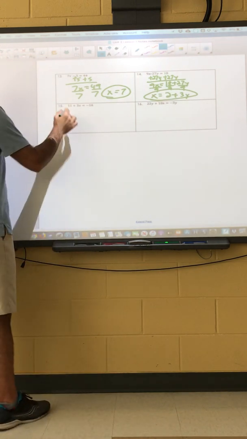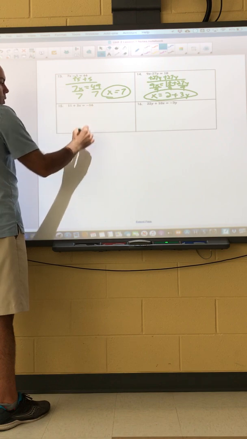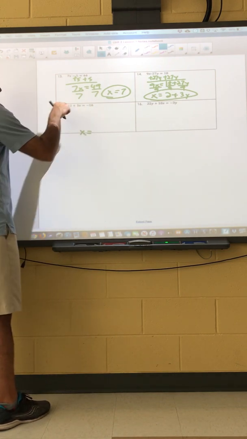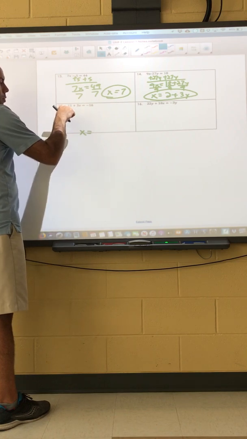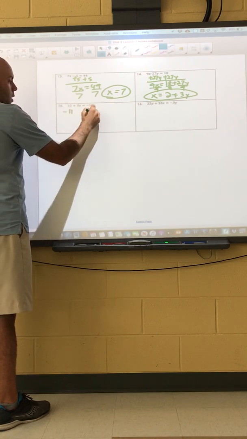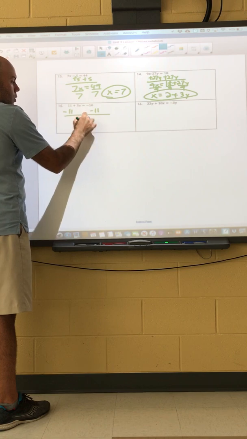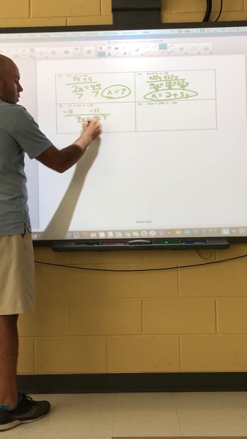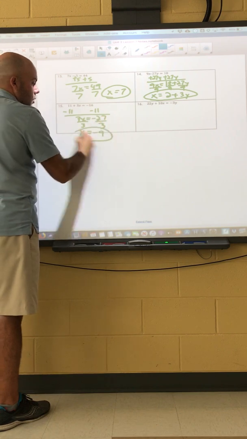Okay, next, I'm solving for x here. So I see my x, I have 11 plus 3x equals negative 16. I need to cancel that 11. If there's no sign in front, that's implied to be a positive. So I'm minus 11 to both sides. 3x equals negative 16 minus 11, negative 27. Then I divide by 3 on both sides to get negative 9.